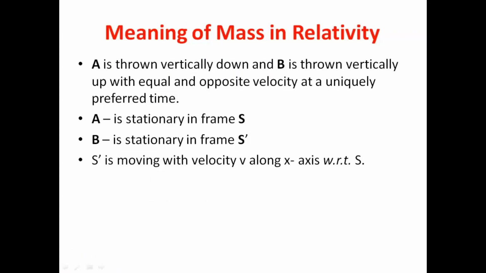Now, to discuss the meaning of mass in relativity, we shall develop a physical situation to write equations and tackle them in a meaningful way. Let us suppose that we have two objects A and B. The object A is thrown vertically down while B is thrown vertically up. The object A is stationary in frame S and the object B is stationary in frame S dash. Moreover, the usual convention is that S dash is moving along the x-axis with velocity v.